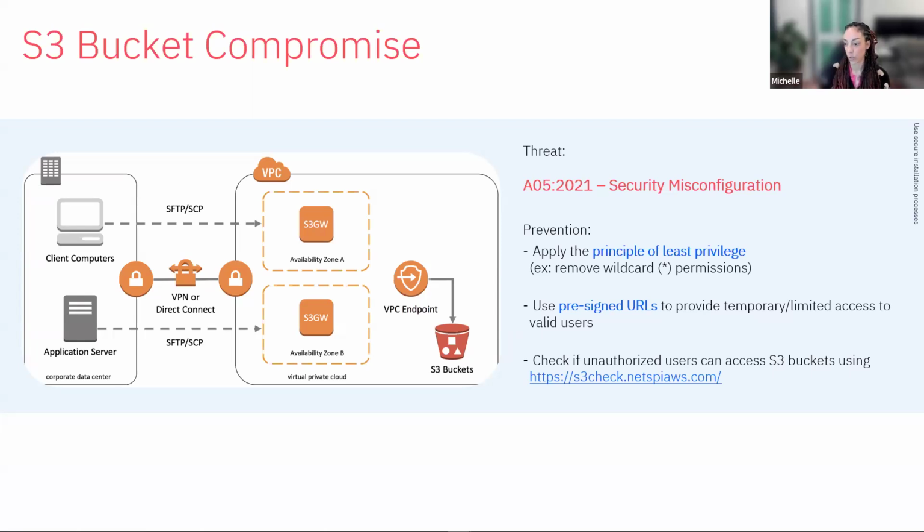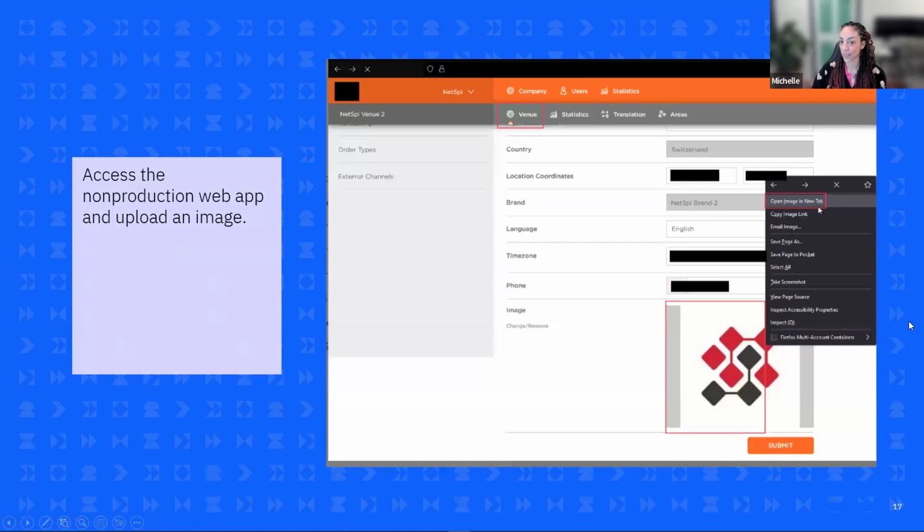And then there's a cool tool called S3 check for my organization. Actually, you can check if unauthorized users have access to S3 buckets. So this is just kind of a little image. You can see, here's your bucket, application server, and there's different ways you can connect into it. All right. So we're going to walk through it now.